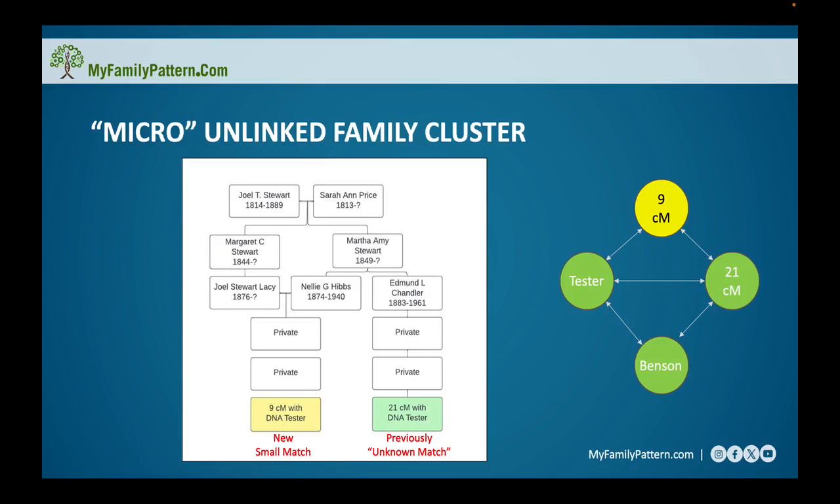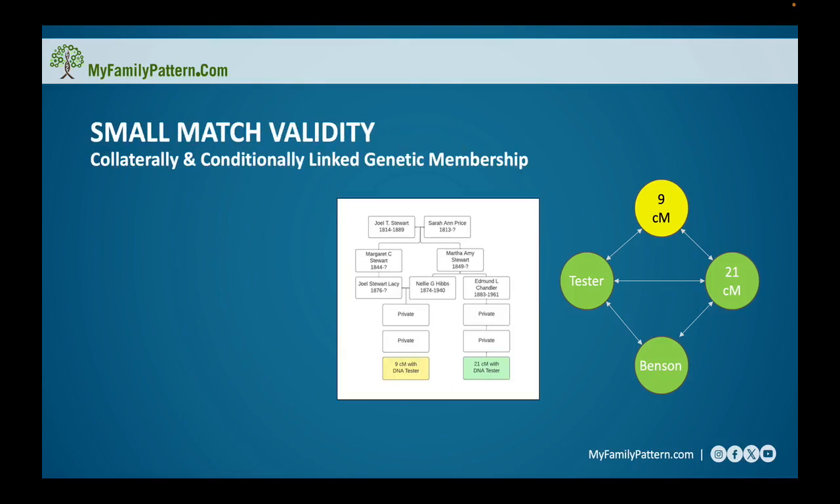So can we ensure that this new 9 centimorgan match is actually valid? Well, let's take a look at how it compares to the qualifications for collaterally and conditionally linked genetic membership that I spoke about earlier. Well, the first condition: is it part of the same genetic network? Well, it's not part of the Benson network, but it is part of the same genetic network as that 21 centimorgan match. So it does at least meet that.